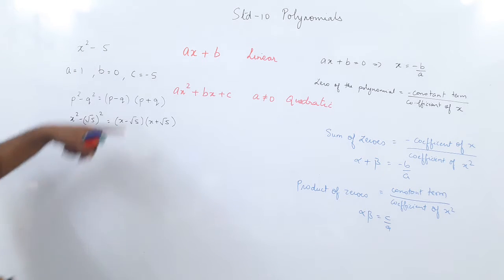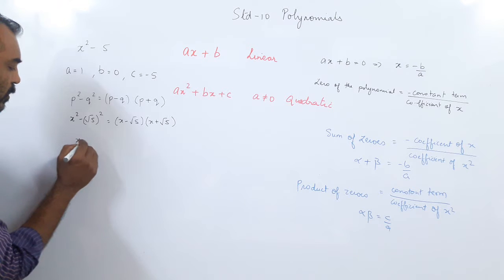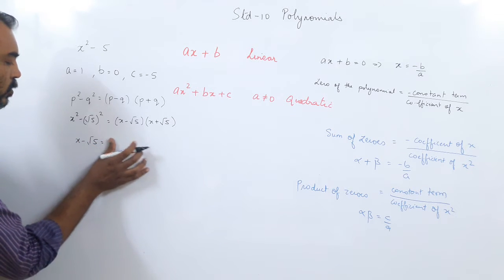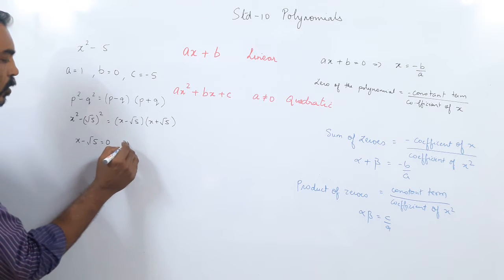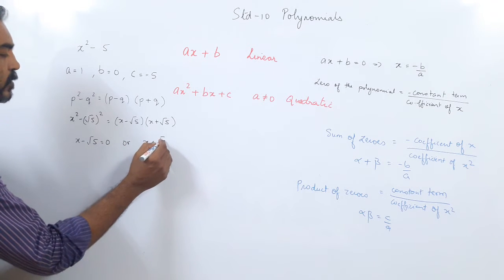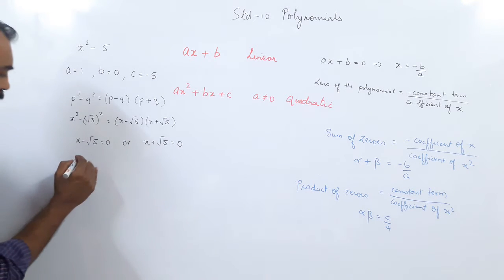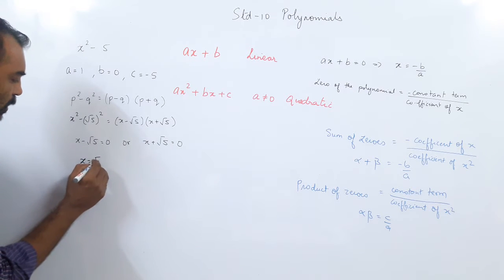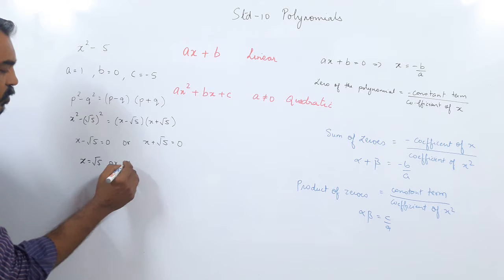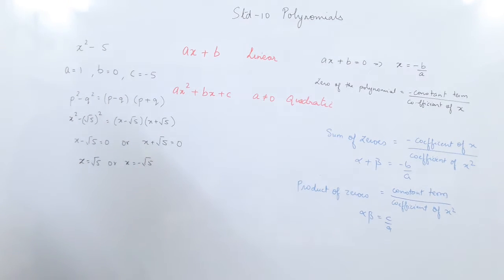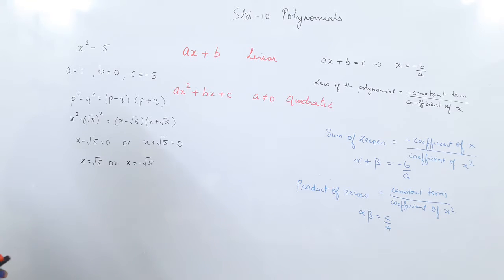Now when will this become 0? This will become 0 if x minus root 5 equals 0 or x plus root 5 equals 0. When either of these is 0, the value becomes 0. If the first is 0, then x should be root 5, and if the second is 0, x should be minus root 5. So we have two roots here, alpha and beta.